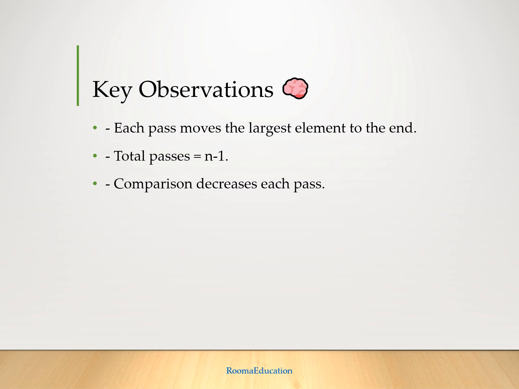So in every pass, one large element moves to its correct position at the end. After n-1 passes, the array becomes sorted. That's why it's called bubble sort. The biggest element bubbles up step by step.